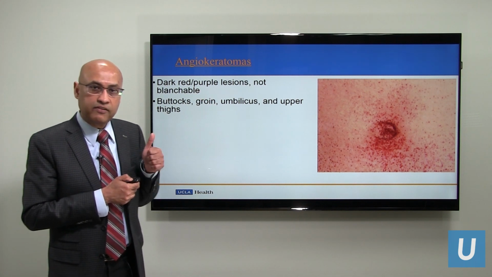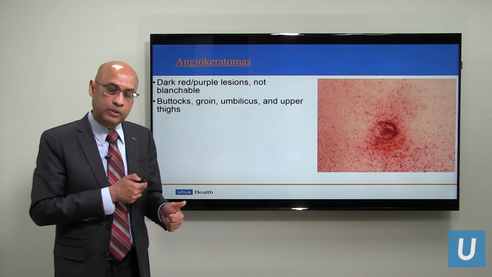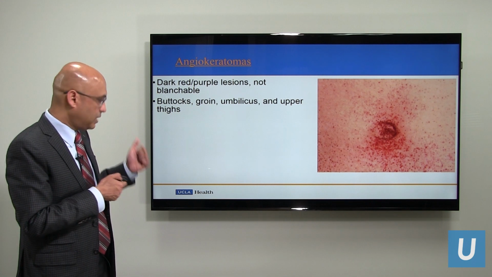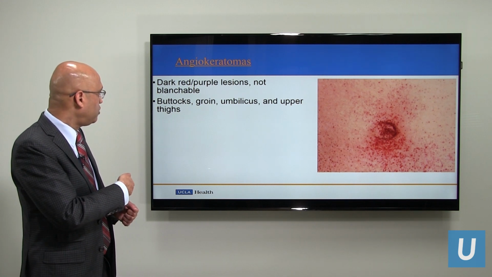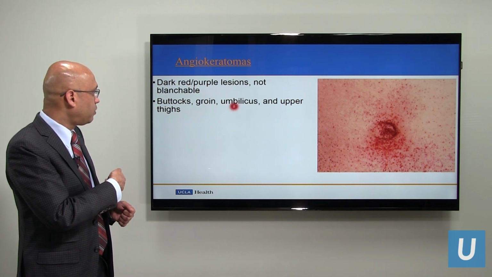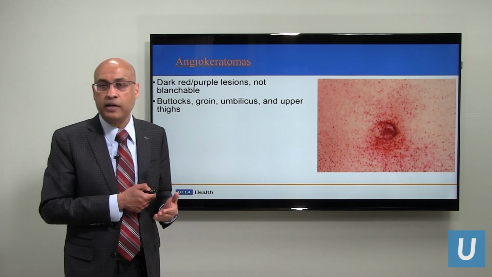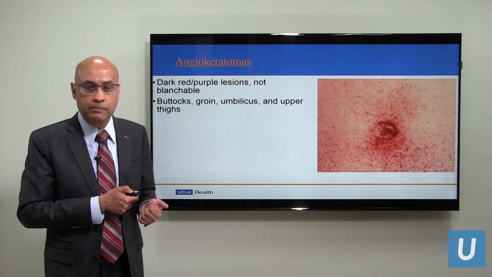What that means is that if you put pressure on them with your finger, they won't blanch. So these are non-blanchable. And their distribution, they are normally seen in the buttocks, groin, umbilicus, and upper thigh. So what we call the bikini area. So if you don't do a proper examination, you might miss them completely.